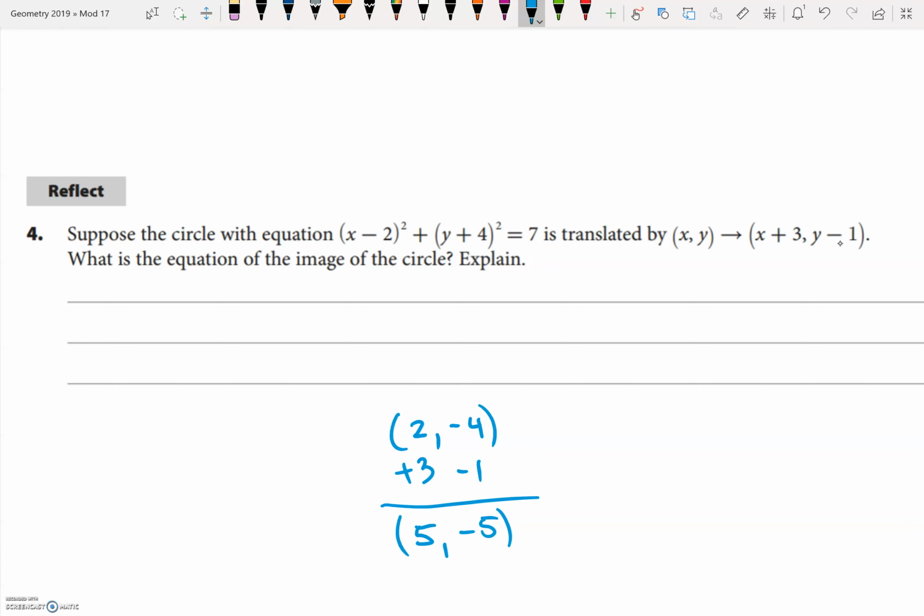So then we can go ahead and just apply that to our equation. So we have a positive 5, so we're not going to say x minus 5, because this is h and k. So we're going to go ahead and say that x minus h is 5, squared plus y minus k, negative 5, so we're going to say minus negative 5, which becomes 5 squared, and that equals 7. So nothing's going to change with this number, because we're just translating.